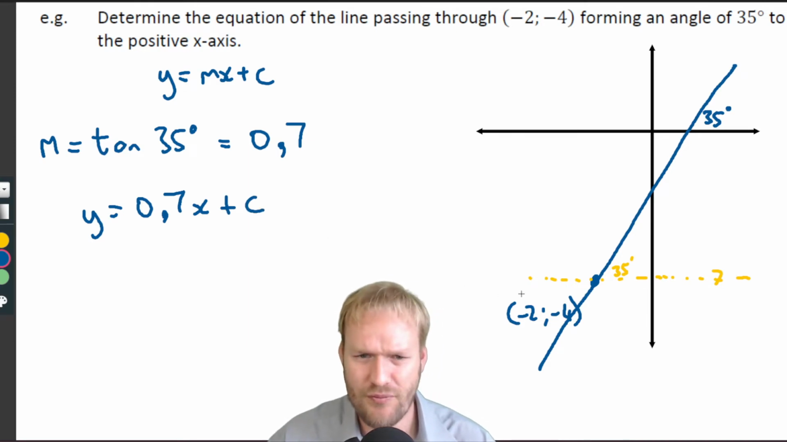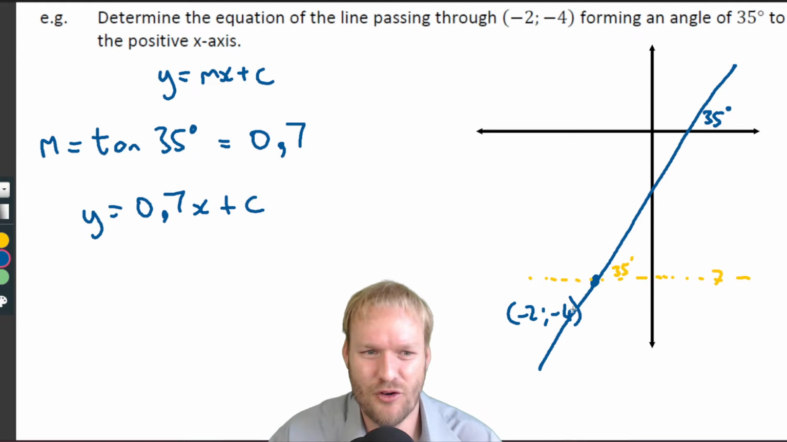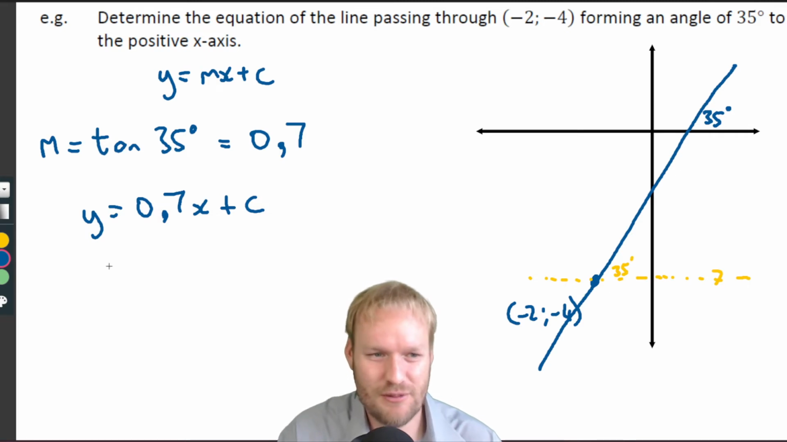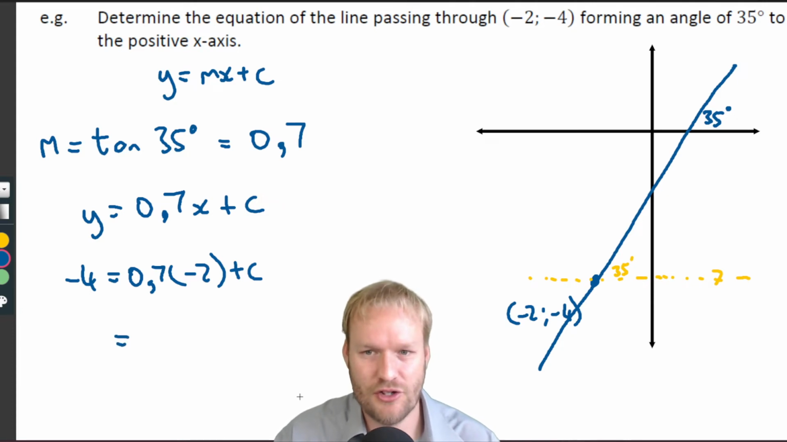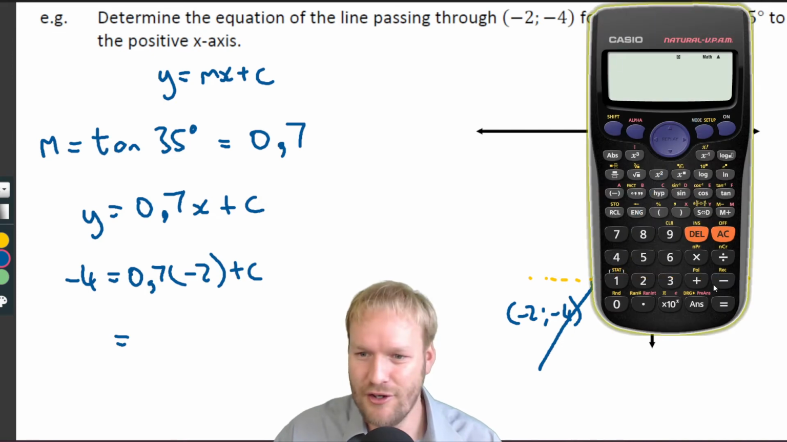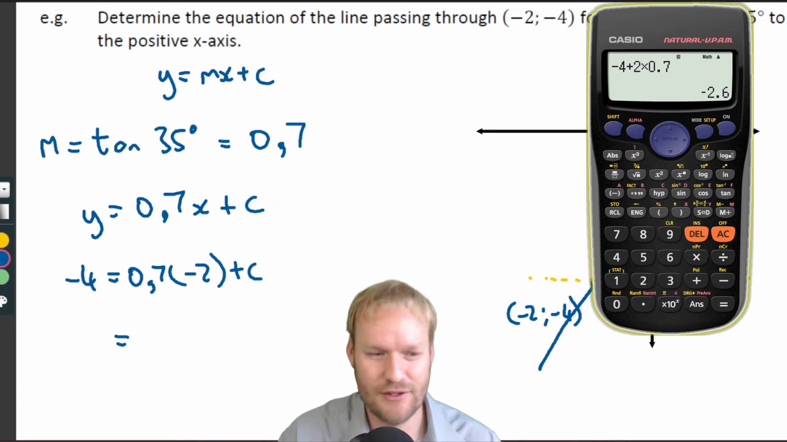Plus c. And now I think we're going to almost definitely have to go for just substituting a point. I think this is easier than trying to work with our gradients like we did before. I'm just going to substitute the point -2, -4 into the equation to work out what c is. Okay, so let's do that. So we're going to add 1.4 to both sides. So I think minus 2.6, but let's just check it on the calculator: minus 4 plus 2 times 0.7, and minus 13 over 5 or minus 2.6. Depends which you prefer. Minus 2.6 is our value of c.